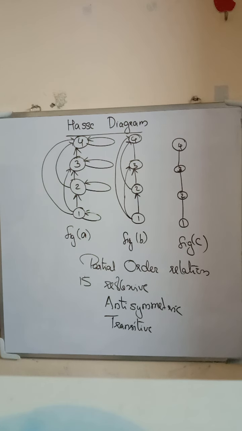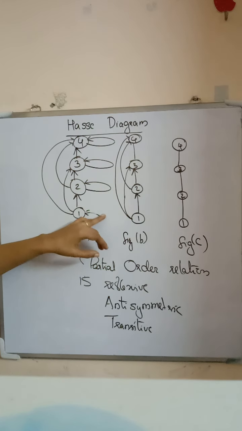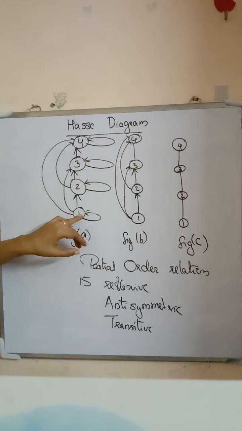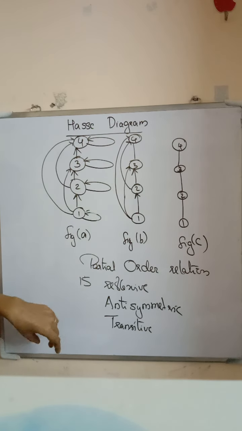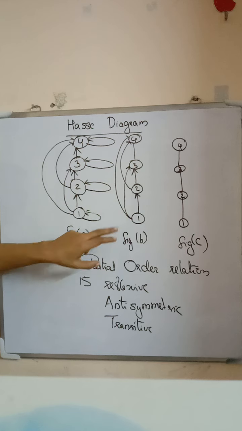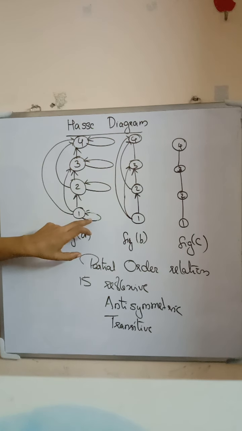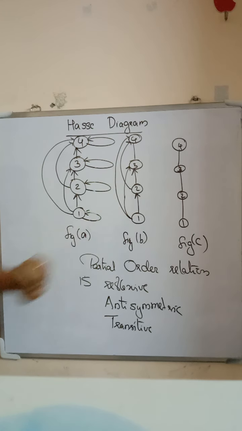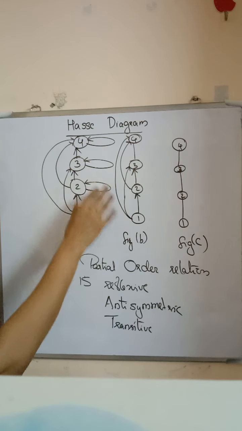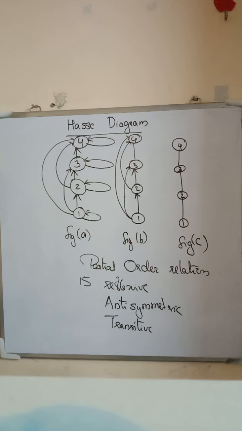For making a Hayes diagram, first we delete the loop due to reflexive property. The reflexive property represented by this loop. We delete this loop from this graph. Also, if we delete all the loops, we get the figure 2. Delete the loops means we delete the representation of reflexivity.